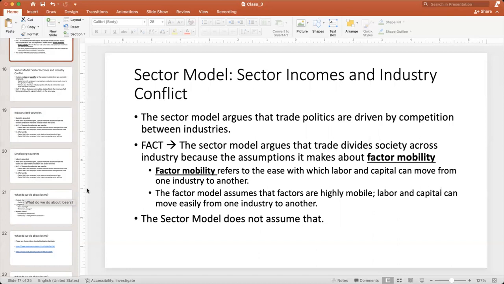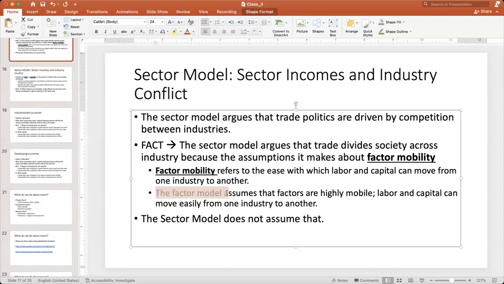And remember, the factor model, which is not the sector model, was the model that we just already seen. It assumes that factors are highly mobile. Labor and capital can move easily from one industry to another. But the sector models recognize that this is not true, and this is highly untrue. That's why the sector model does not assume that.